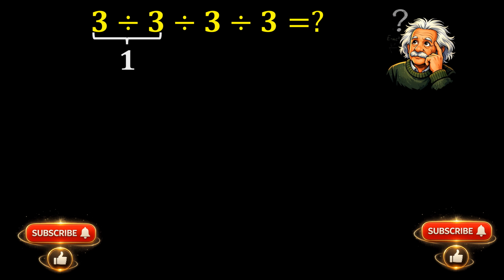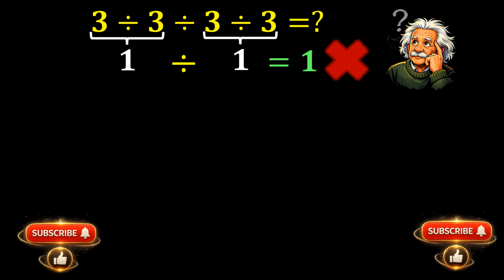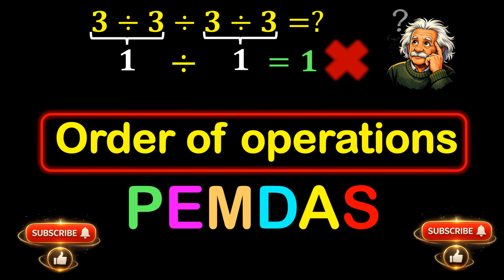They say 3 divided by 3 is 1, and again 3 divided by 3 is 1, and finally 1 divided by 1 equals 1. But this answer is completely wrong because they don't follow the order of operations, which we call PEMDAS.